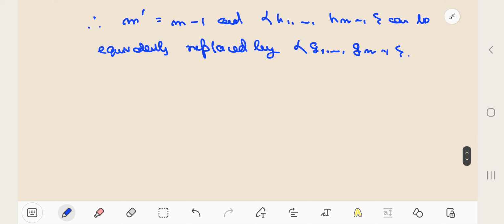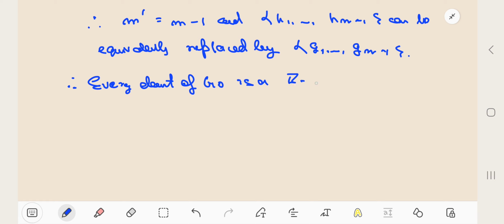Thus every element of g naught is a Z-linear combination of these elements. So therefore, every element of g naught is a Z-linear combination of the elements g1 till gm minus 1. Okay.